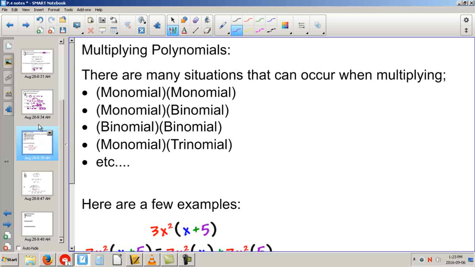In multiplying different types of equations, there's some rules to keep in mind. A monomial times a monomial: what's 1 times 1? Be 1. A monomial times a binomial would be 2. A binomial times a binomial would be 4. And a monomial times a trinomial would be 3. So this tells me how many terms there are before I simplify.